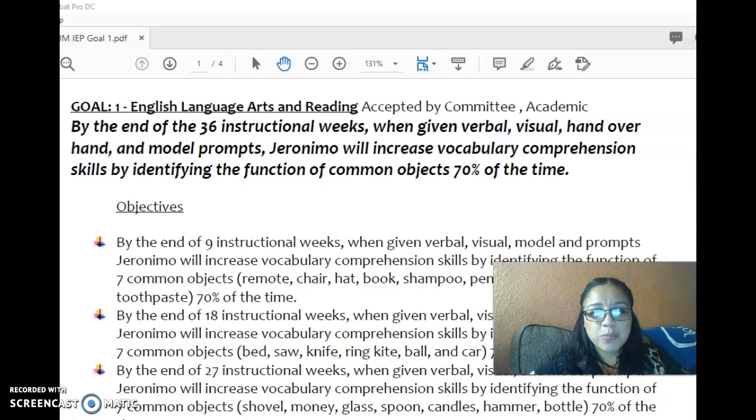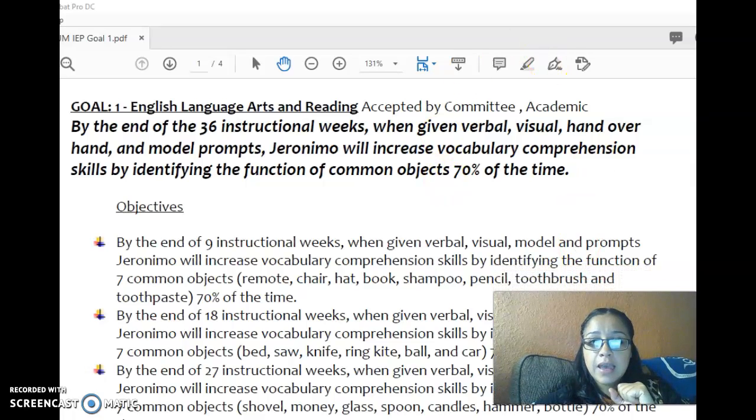Hi, Geronimo. Good morning. Today we're going to be reviewing your IEP goal number 1. So today we're going to be working on IEP goal number 1 and number 2 only. For IEP goal number 1, it is telling us that you are going to identify the function of 7 common objects, which is the remote, the chair, the hat, the book, shampoo, pencil, toothbrush, and toothpaste. So let's go ahead and review.